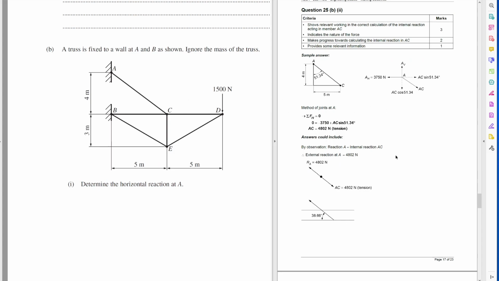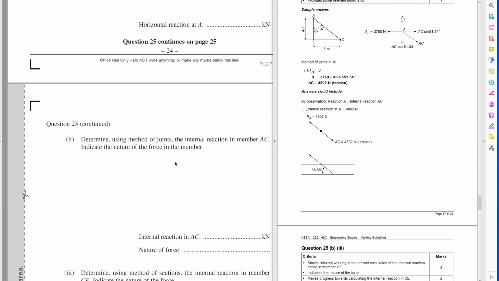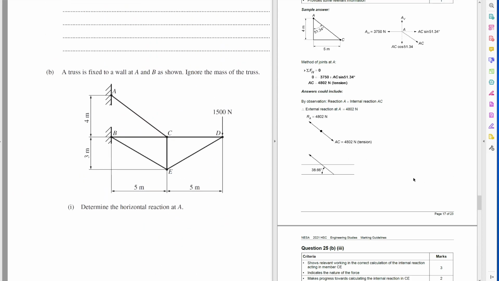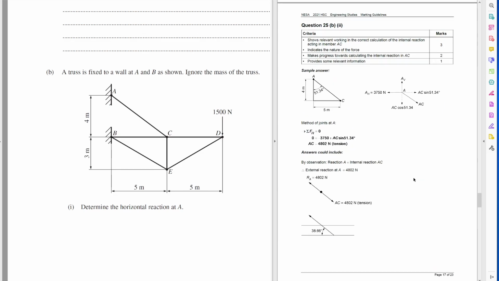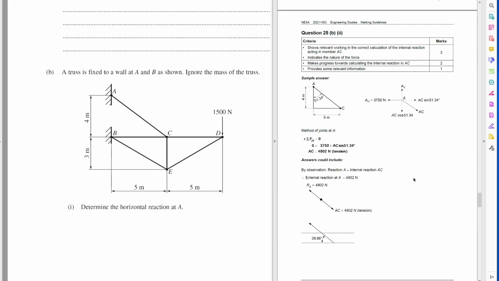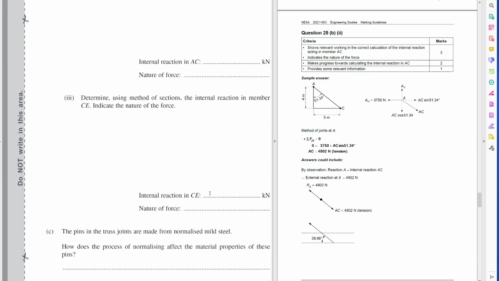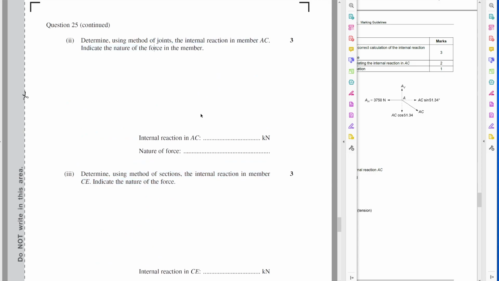They want us to find the internal reaction AC, that is what we're finding. Okay, so here we go. If we're finding this member here at AC, they want us to use the method of joints rather than the method of sections. No, sorry, yes, method of joints here for AC.